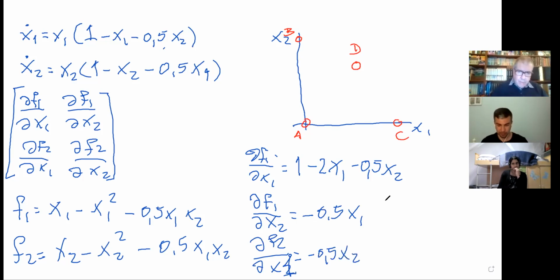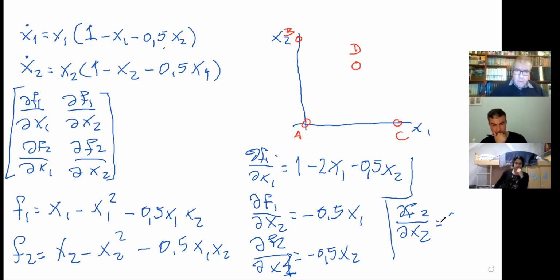And then we have df2 dx2. So the first term, it's 1. The second minus 2x2, and the third minus 0.5 x1. Okay.